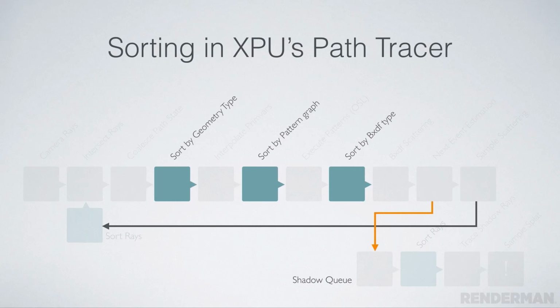We want to sort by pattern graph and by BXDFs to avoid similar execution divergence. So it's important to come up with an efficient sorting algorithm to allow us to do each of these stages efficiently on the GPU without having too much interwarp divergence. So in XPU, we find that we require sorting. Currently, we require sorting for certain steps within direct lighting, but even if we solve those problems, we get a big performance benefit from sorting.